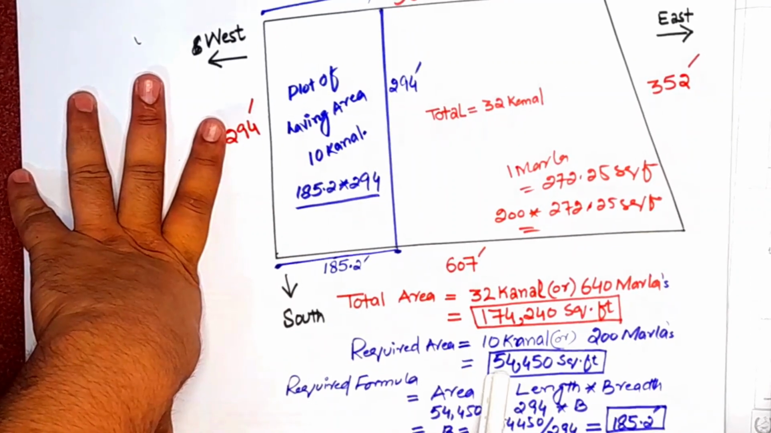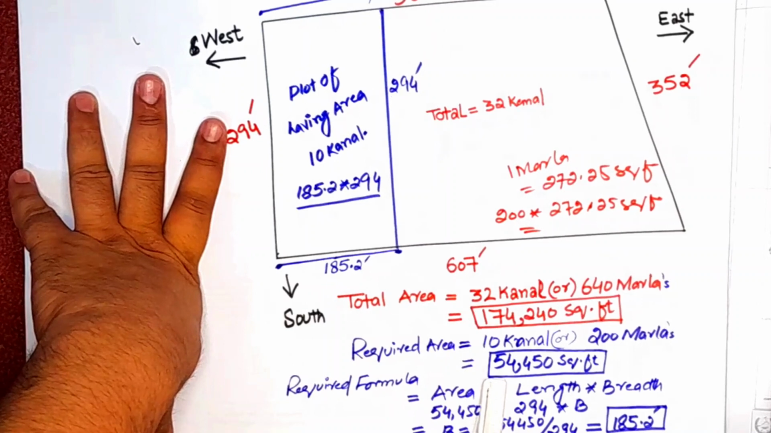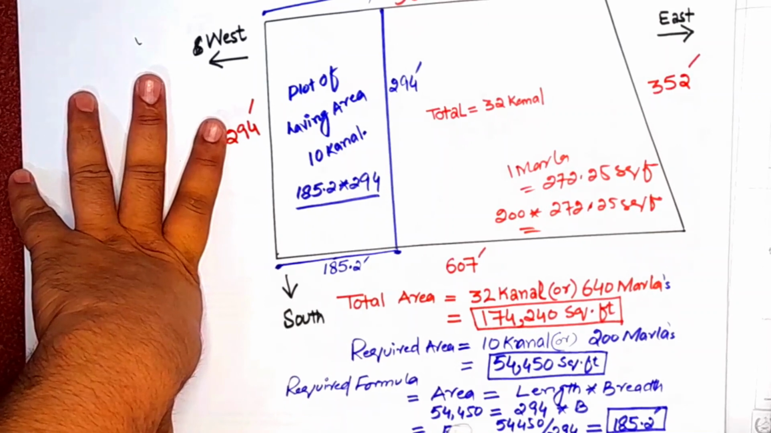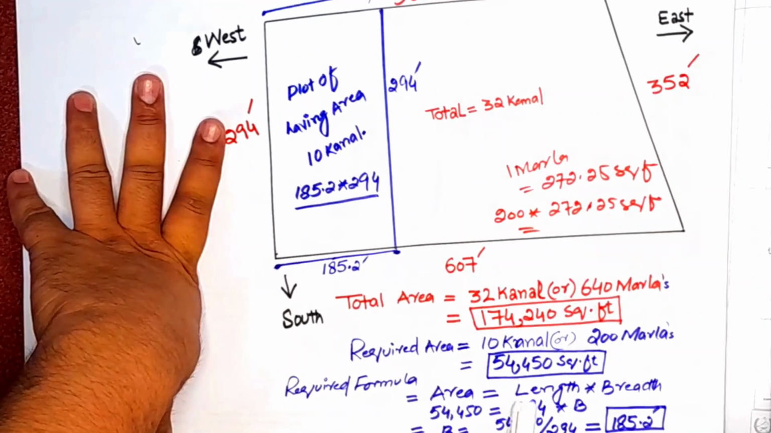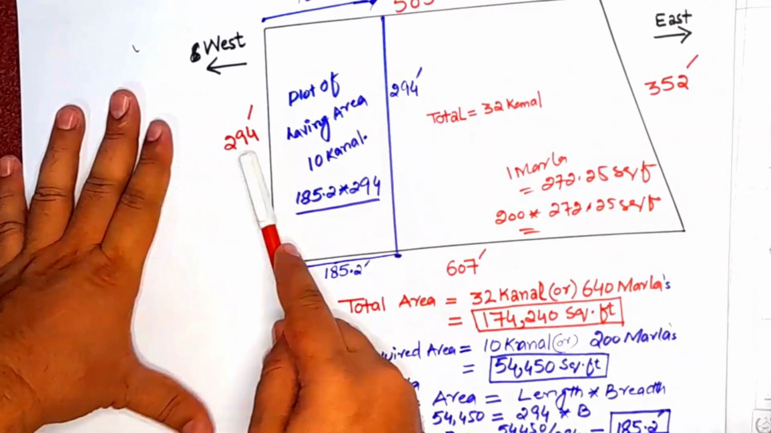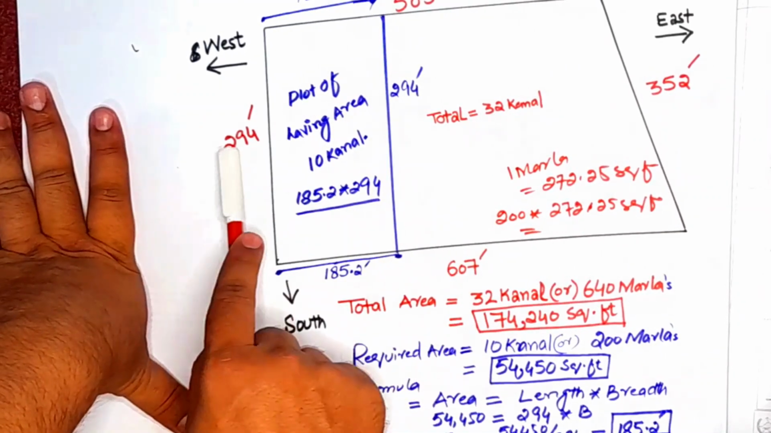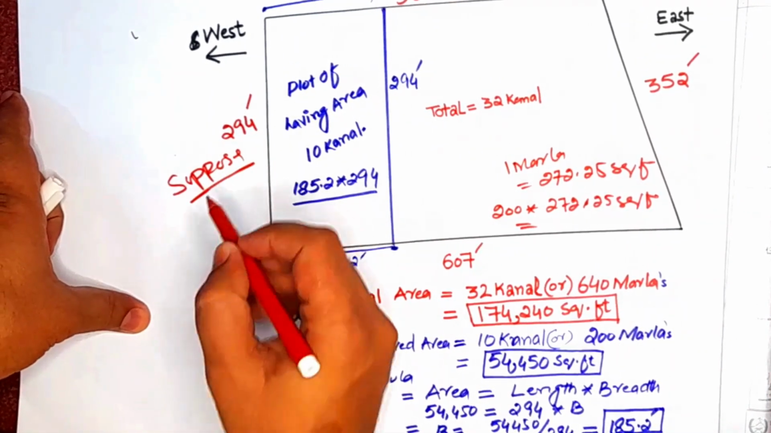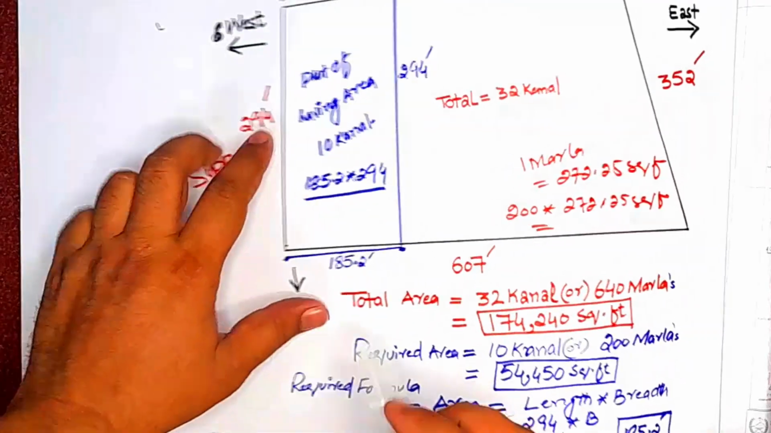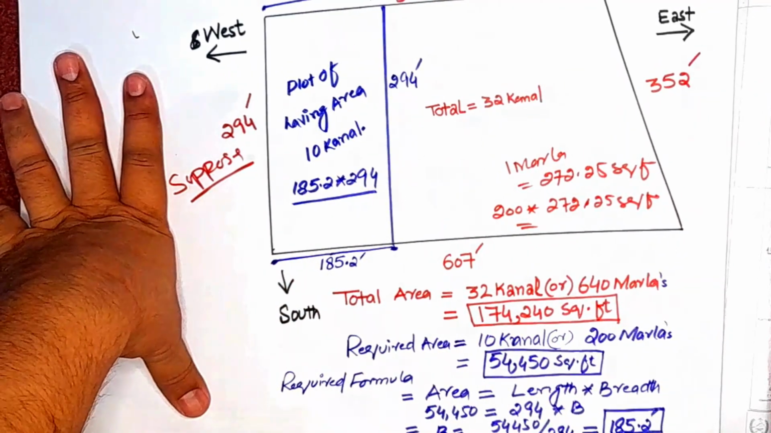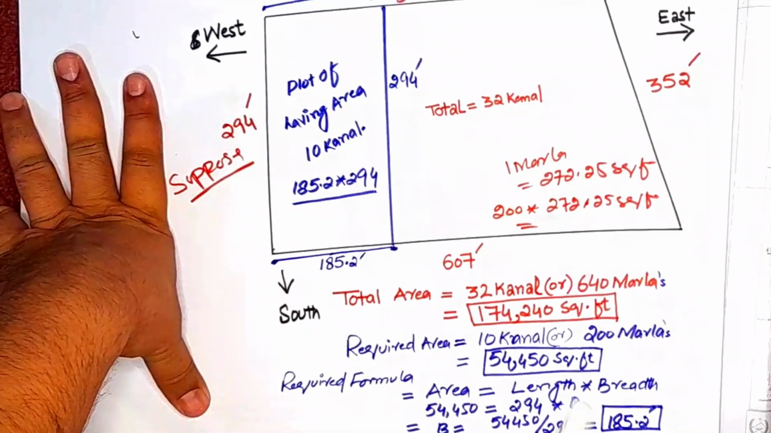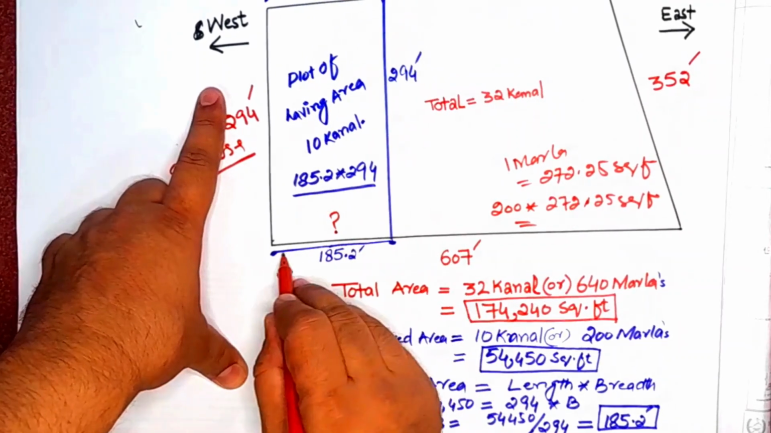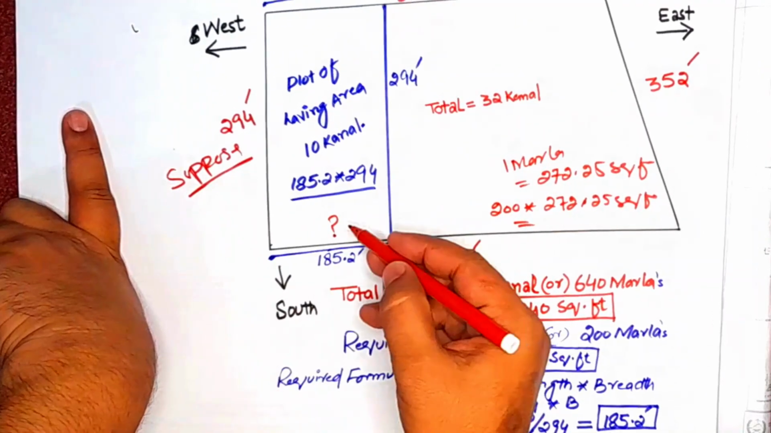So our total area in 10 canal is 54,450 square feet, which is equal to length multiplied by breadth. Here is the length of the plot, which we suppose is 294 feet. The length of the plot is multiplied by breadth, which is unknown before calculation, so we will find b.